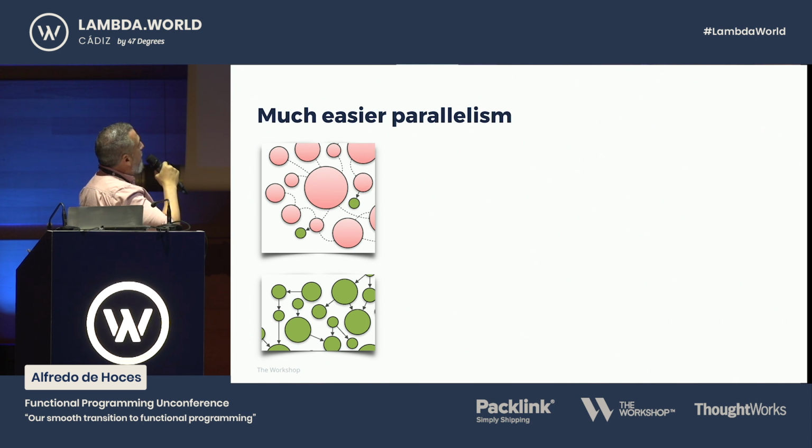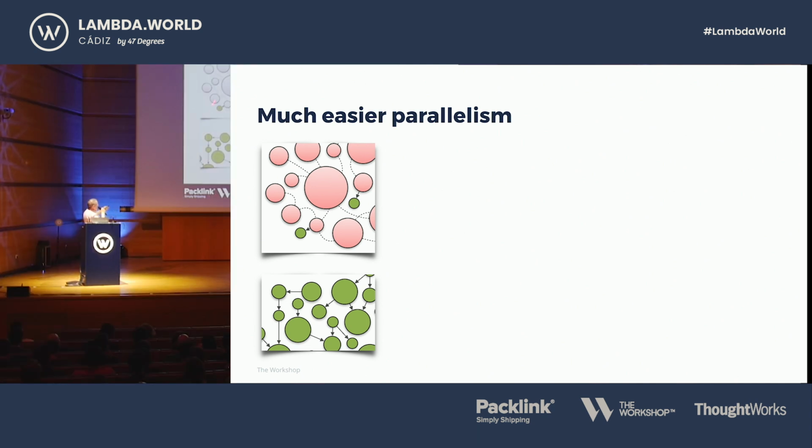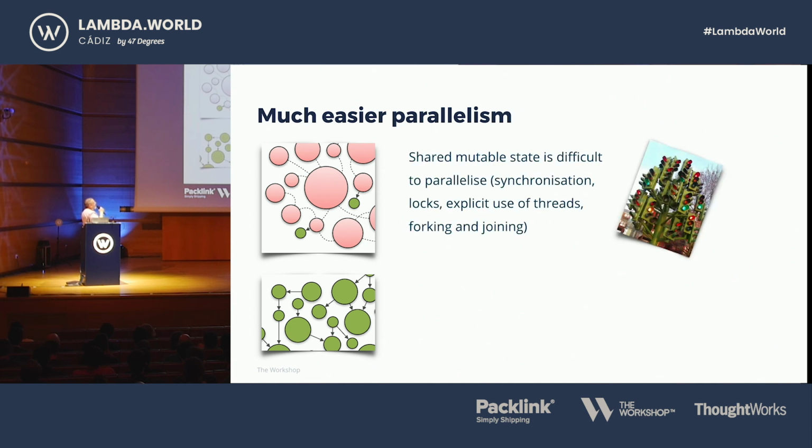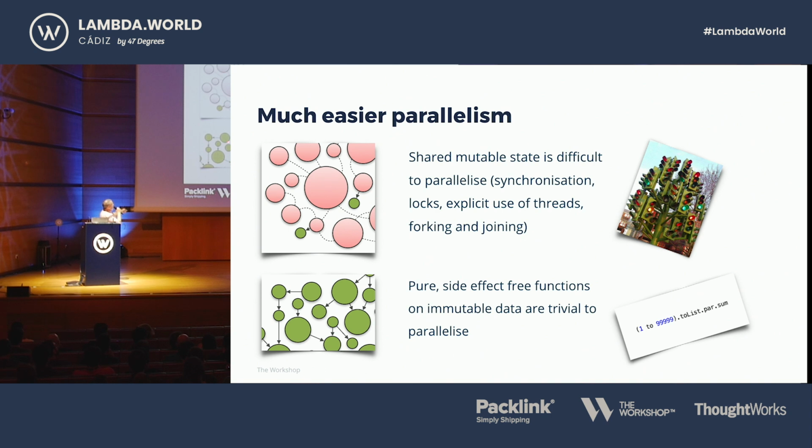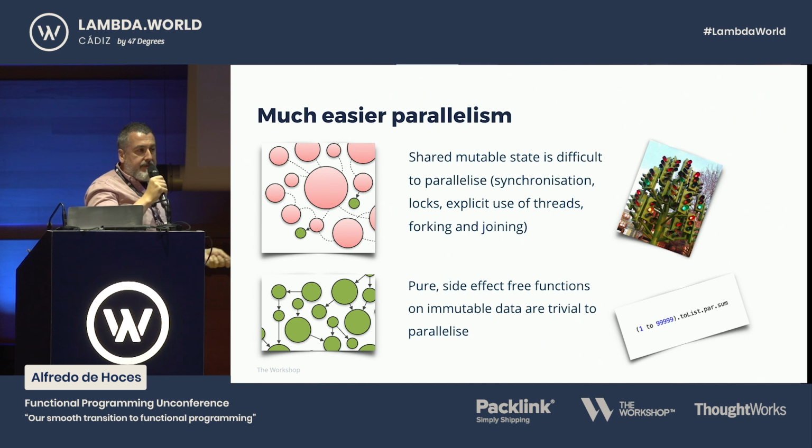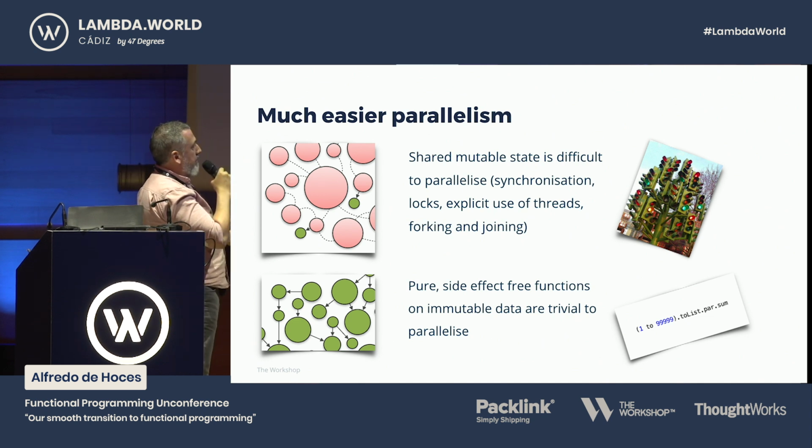As per the easier parallelism, for us it means that if you have a lot of red, so a lot of shared mutable state and side effects, it is very difficult to parallelize. You will end up synchronizing bits of your code. You have to explicitly use threads. You have to fork them, join them. You need semaphores, etc. But when you have a lot of green stuff, so pure functions, side effect free, they're trivial to parallelize because they don't have side effects. There's nothing unexpected here. So here is just calculating the sum of 1,000 numbers in a parallel way. If you have 16 cores, they will be used just by using par.